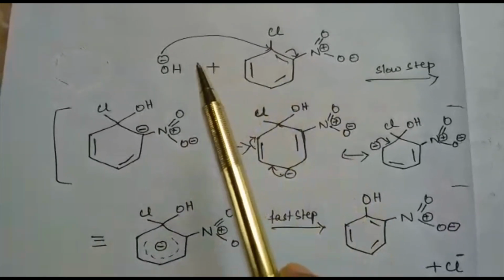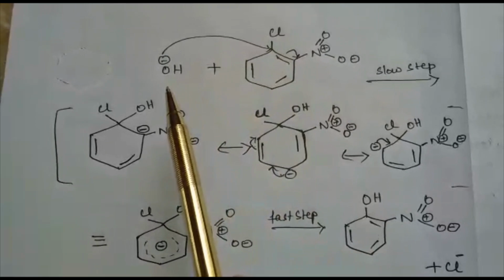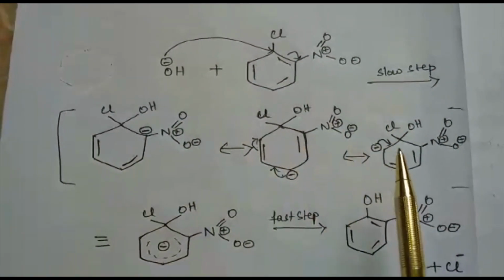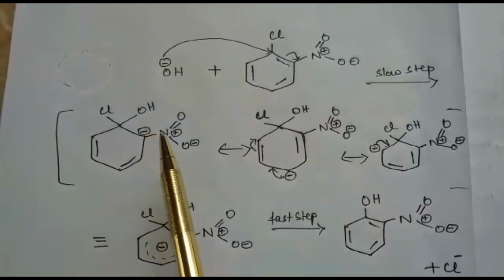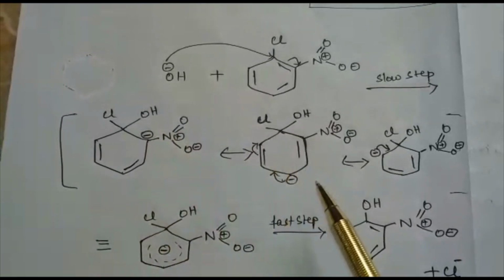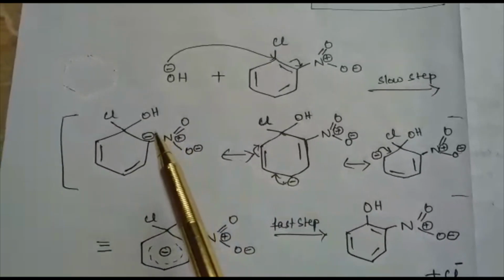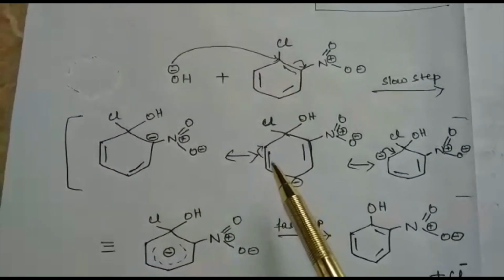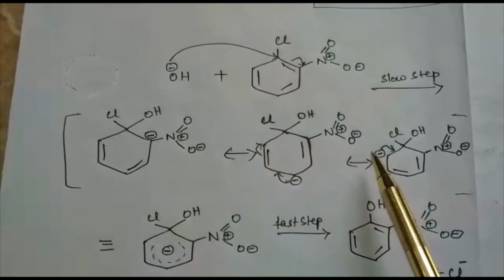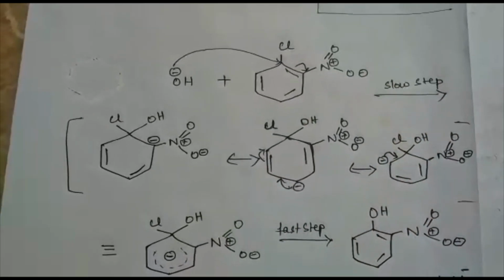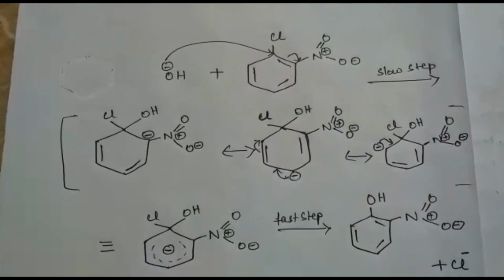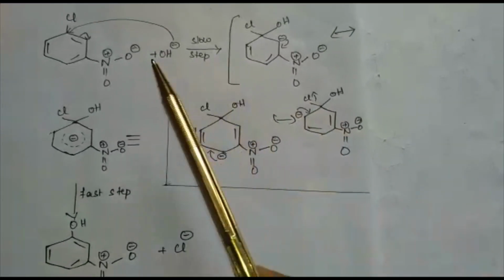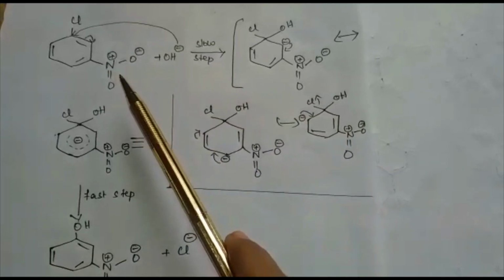See how this replacement of Cl by OH is taking place. In the slowest step, see the resonance structures, how the electron density is getting shifted. This is the ortho position and this is the para position. And again in the ortho position we are having the electron density. This is the mechanism when the electron withdrawing group is present at meta position.